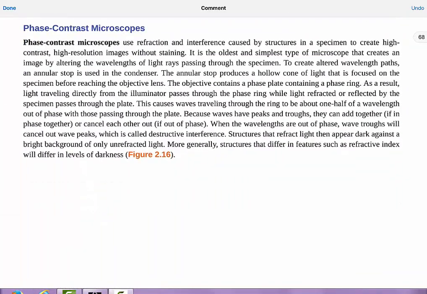All right, moving on to the next type of microscope, we have our phase contrast microscopes.